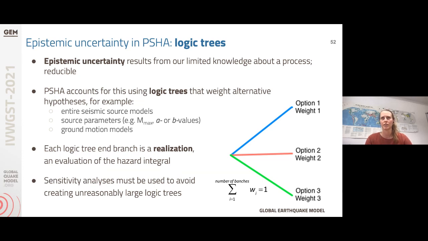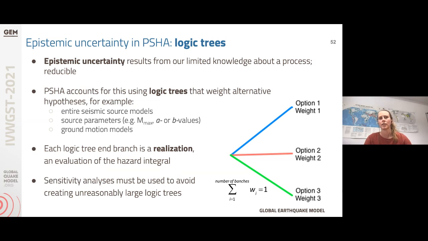So the logic tree is used to weight alternative hypotheses that cannot be excluded. So for example, entire seismic source models or individual source parameters, such as the maximum magnitude, the Gutenberg-Richter values, or ground motion models. And the sum of the weights of each of these hypotheses is equal to 1. Each logic tree end branch is considered one realization of the hazard, and so it's a single evaluation of the hazard integral.